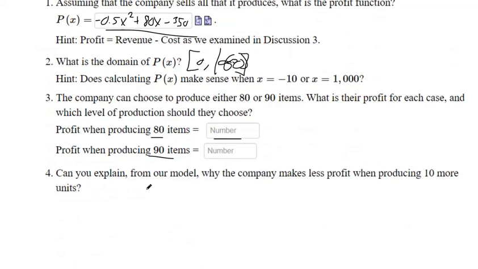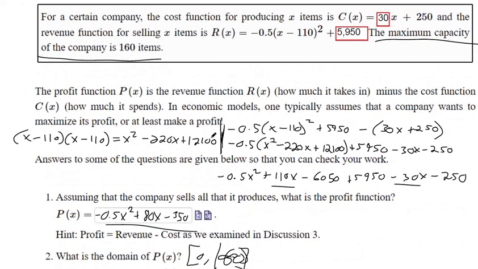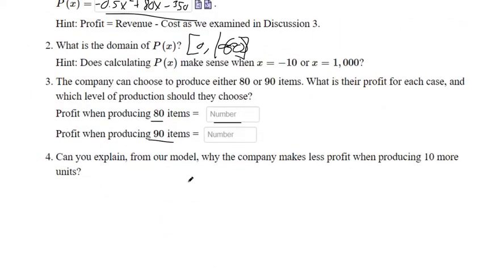And then can you explain from our model why the company makes less profit when producing 10 more units? So if you produce 80 units and then produce 90 units and you find out the profit actually went down, that just means there's a problem balancing revenue and cost, right? At some point, maybe it just doesn't make as much sense to produce so many items because the cost increases faster than the revenue does as x increases. But there's probably other speculation that students can do for that part.